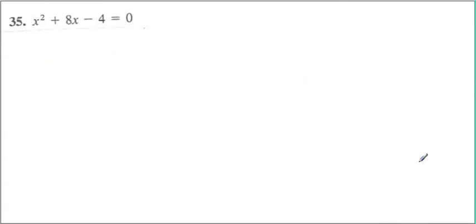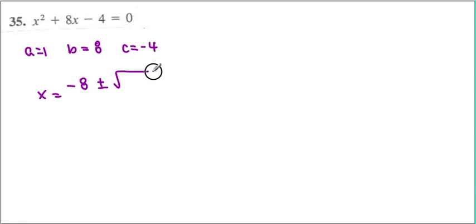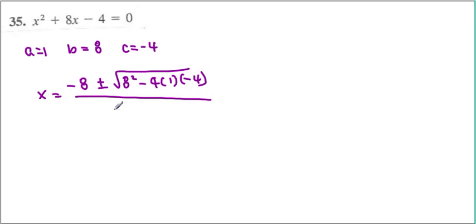All right, let's look at number 35. Here we have a equal to 1, b equal to 8, and c equal to negative 4. And here x must be equal to negative 8 plus or minus the square root of 8 squared minus 4 times a, which is 1, times c, which is negative 4. Divide the whole thing by 2 times a, which is 1.